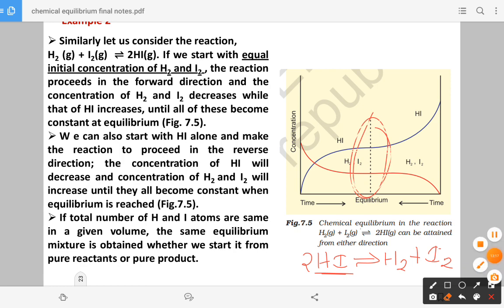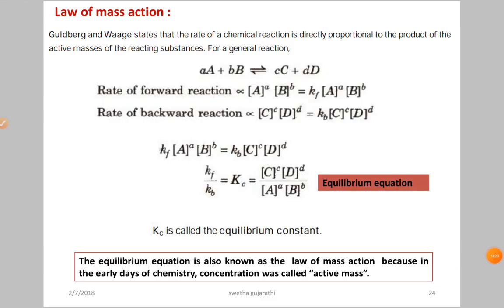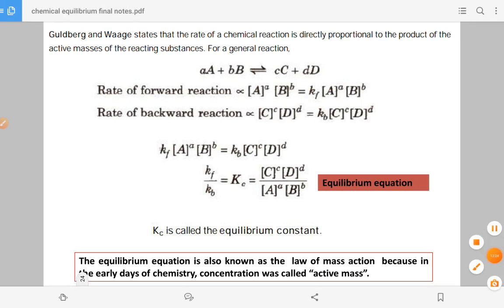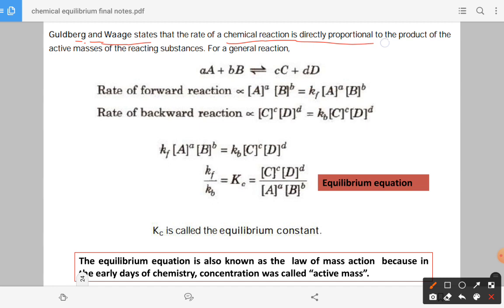Go for the next slide. Next we have the law of mass action. So let us see what the law of mass action means. Here we have two scientists, Guldberg and Waage, who state that the rate of a chemical reaction is directly proportional to the product of the active masses of the reacting substances. What active masses means, you need not think about that now; later we take the concentration as molar only.